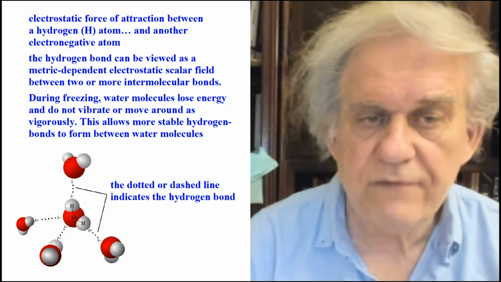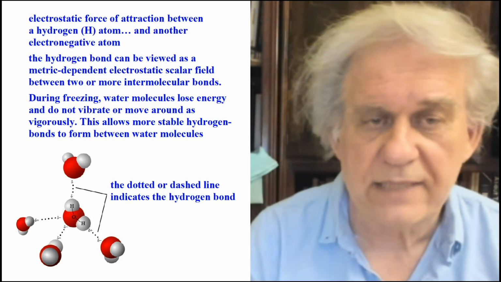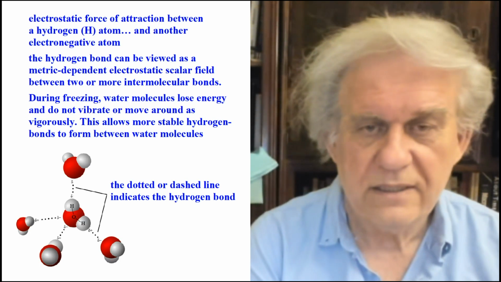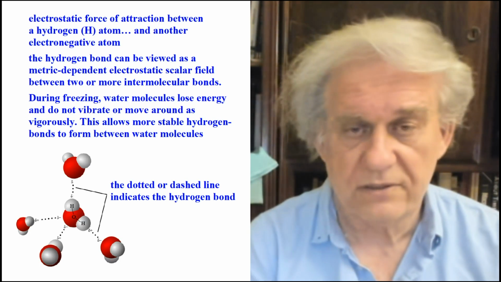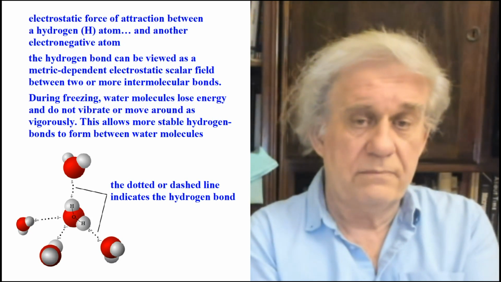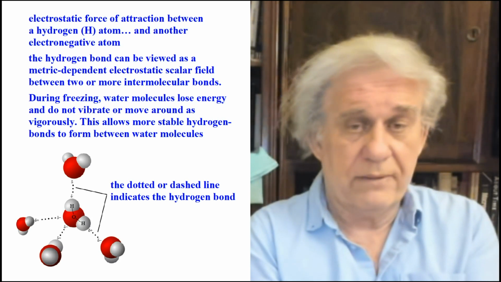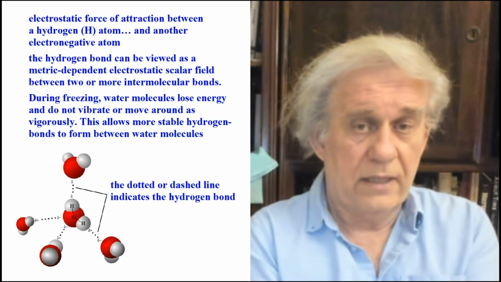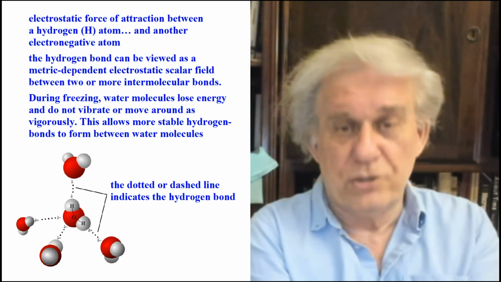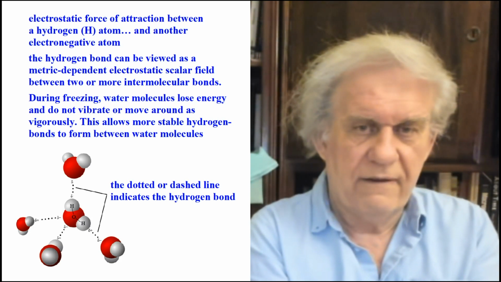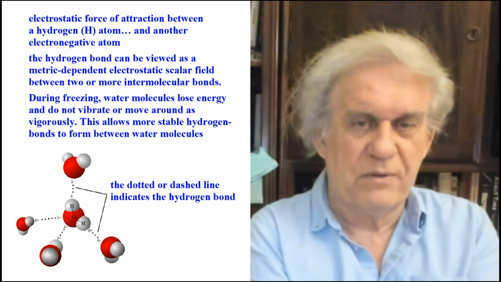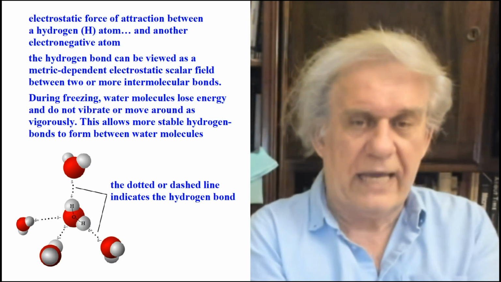The hydrogen bond can be viewed as a metric-dependent electrostatic scalar what? Field. Is a field a physical object? You can bring a magnetic field and put it in the center of the conference room without the magnet, obviously. Maybe you can bring a gravitational field and put it in the center and show if this is a field. And if you don't bring it in, can you draw it? What are you going to draw for a field? Field is defined as values at each point in space. That's what a field is. It's a concept, a mathematical concept.